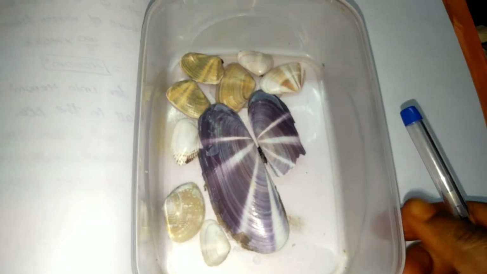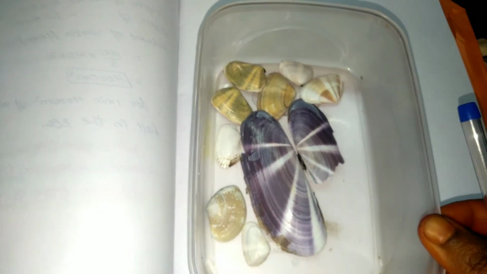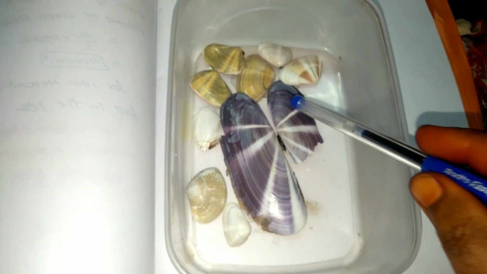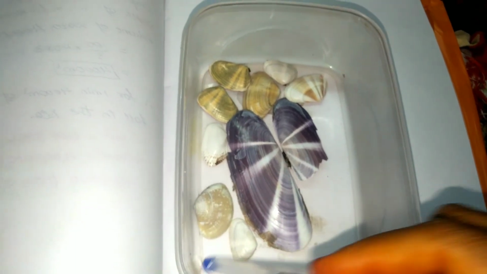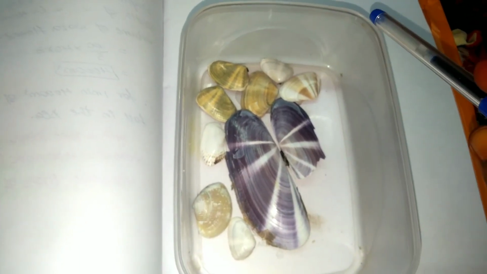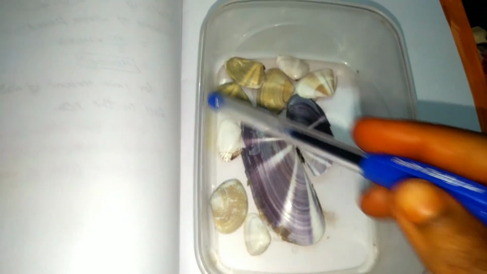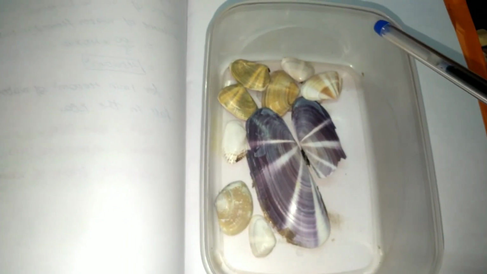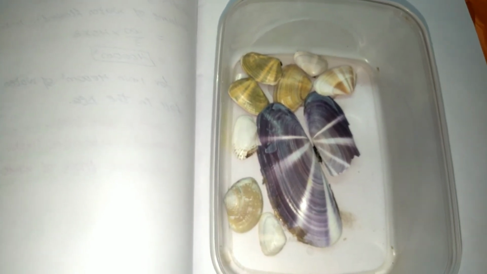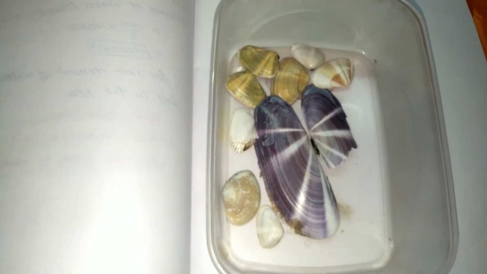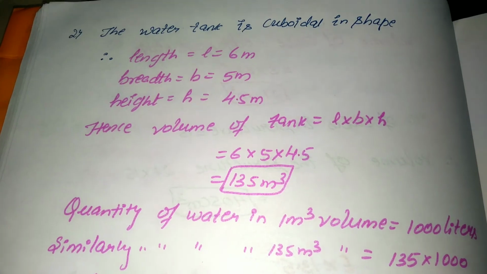See, children, if this is your water tank, cuboidal in shape, they have given the length, breadth and height of this cuboid. So how much water can this water tank hold within itself? So you have to write the answer in liters, it seems. 1 meter cube is equal to 1000 liters, and you should find the volume in meters and then multiply with 1000. So here is your answer.